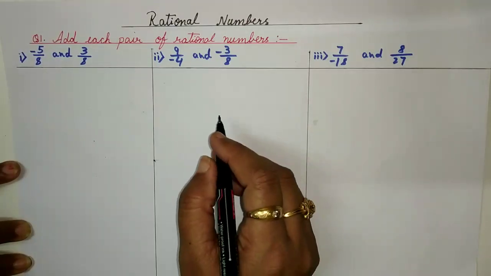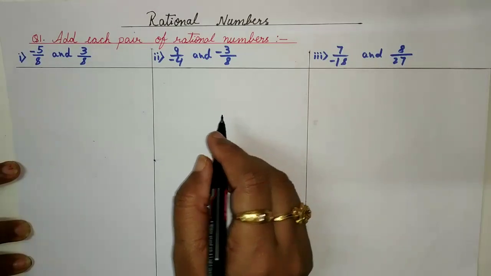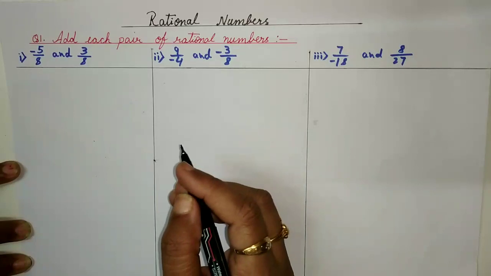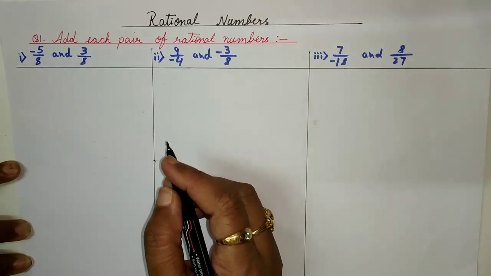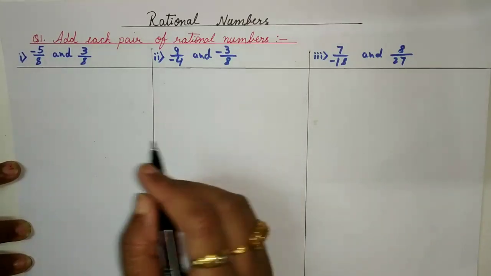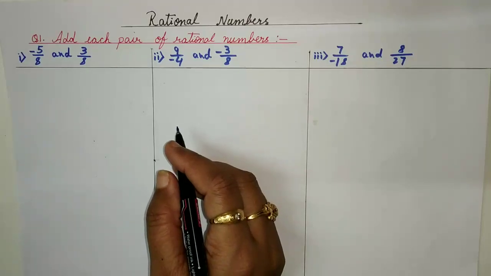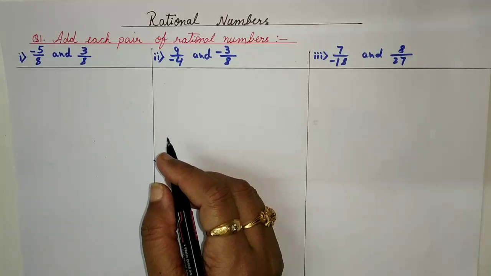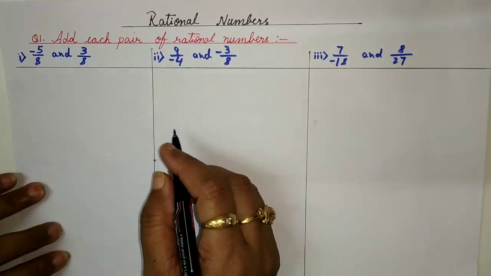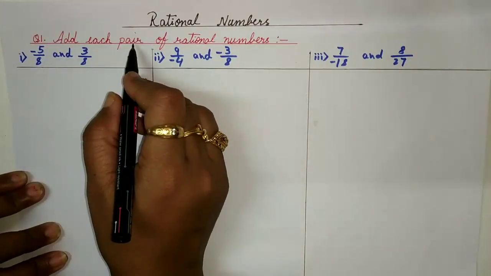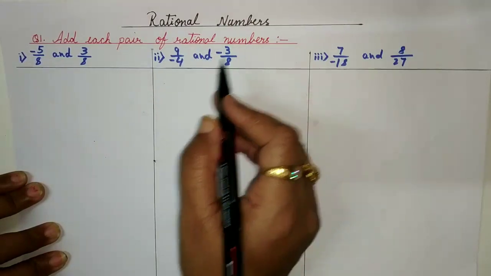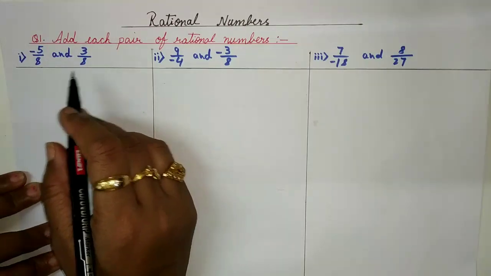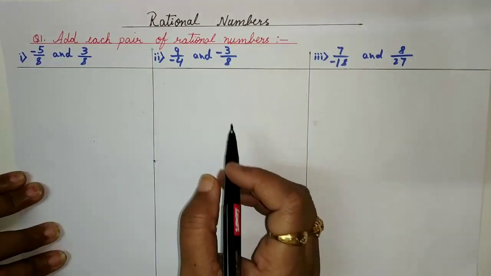So we will take up the first exercise and the first 3 questions where I have solved one question each to show you the steps. Let's begin. So if it is question number 1, where it is asked to add each pair of rational numbers. That means in each question there are 2 rational numbers and you are supposed to add them.